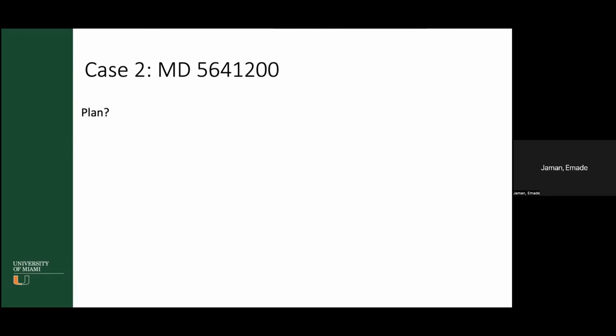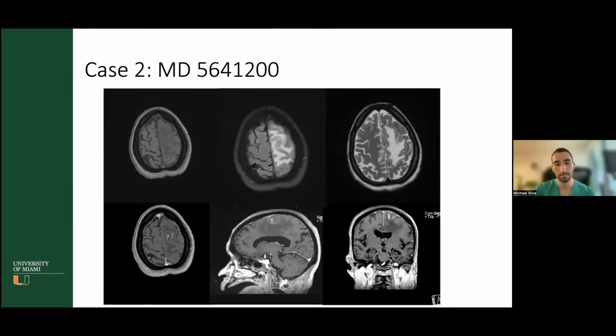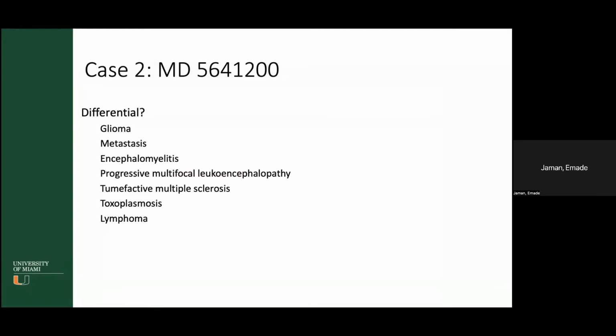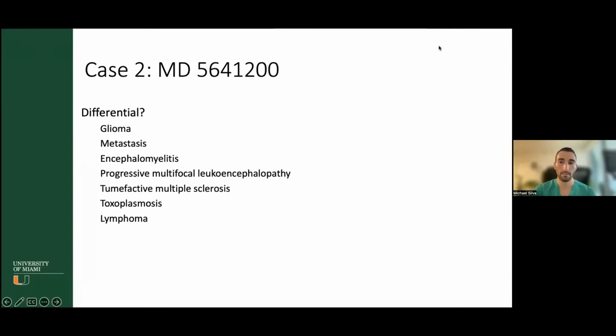So what would you want to do for this? I'll go back to the scan. For her, probably start steroids, given the amount of vasogenic edema. What's one reason that you may not want to give steroids to this patient? If we go to our differential, what's something on here? Not necessarily what was done in this case, but just for the exercise, is there anything on this differential that would lead you not to give steroids quite yet?